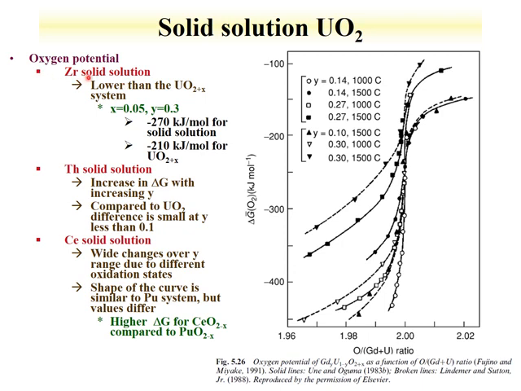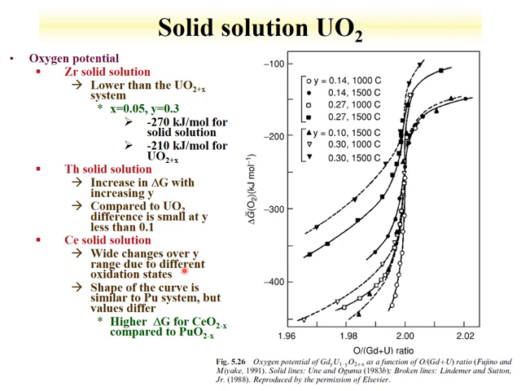For the zirconium solid solution, data has been collected. For the thorium solid solution, there's an increase in Gibbs free energy with increasing Y, the amount of thorium. Compared to the UO2, the difference is small at Y less than 0.1. And then here's an example of the data for the gadolinium system. As we see, as a function of Y and temperature, you can determine the ratio of oxygen to gadolinium plus uranium through the Gibbs free energy.